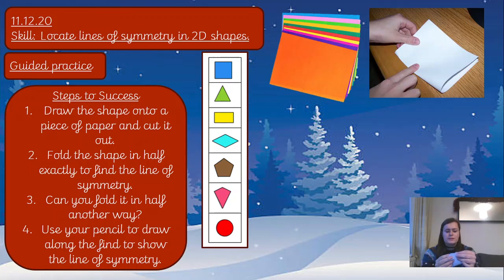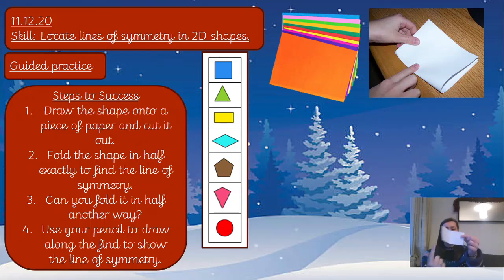Does that look the same? Well, if I were to cut it in half, they wouldn't look the same, would they? So that wouldn't be a line of symmetry on the rectangle because these sides are longer than they were on the square. That one won't work.